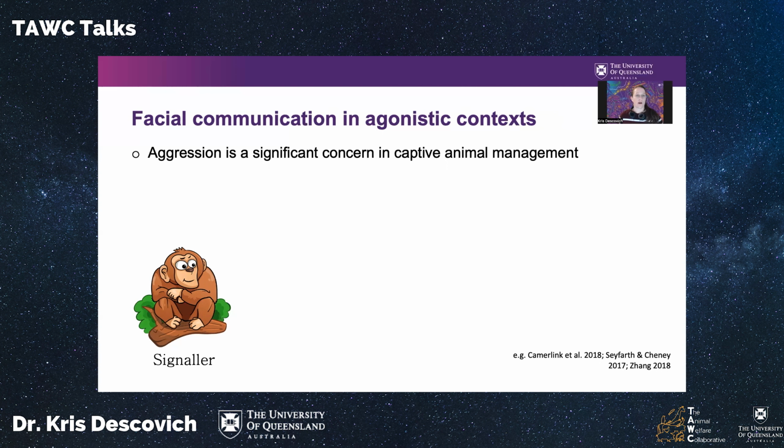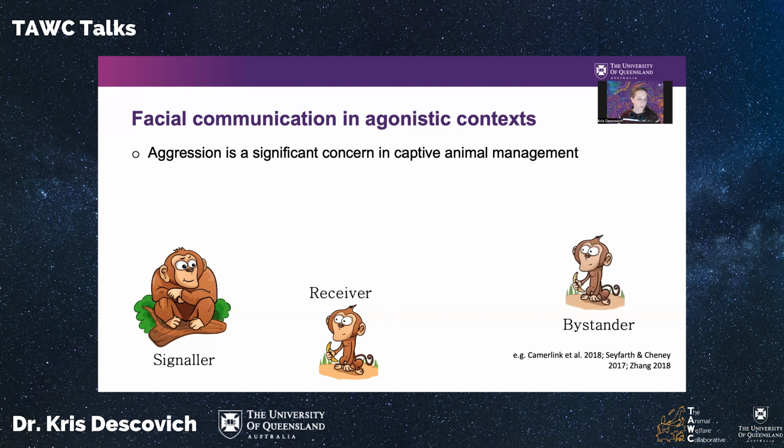Okay, so let's look at what this might look like. Now, let's say in our monkey group, we have two animals that are engaged in this interaction. The first is a signaler monkey. This is the one that will generate the facial expression. And the other one is a receiver monkey. So this is the one that the facial expression is directed towards. And of course, when we're dealing with group animals, there are often bystanders as well. Okay, so the signaler makes this facial expression, which in this case could be a threat face.